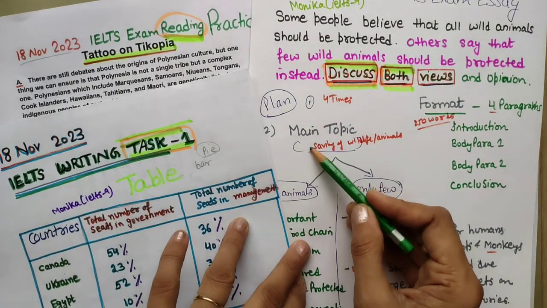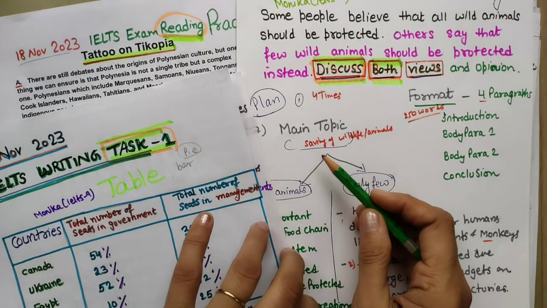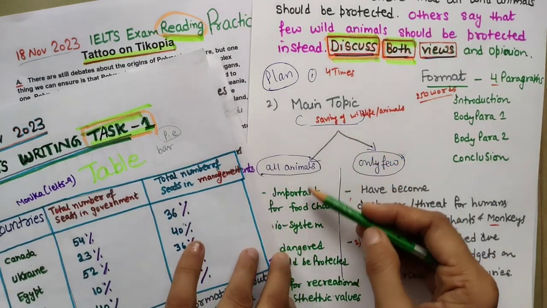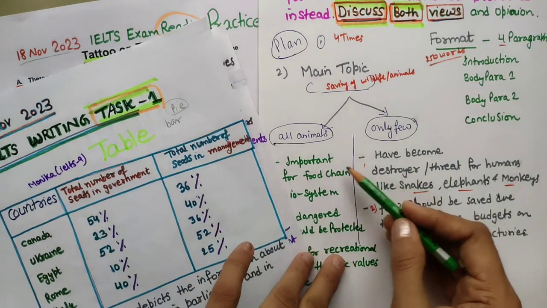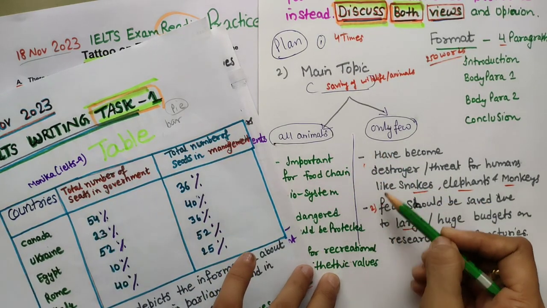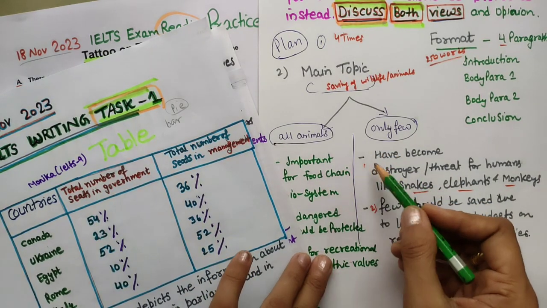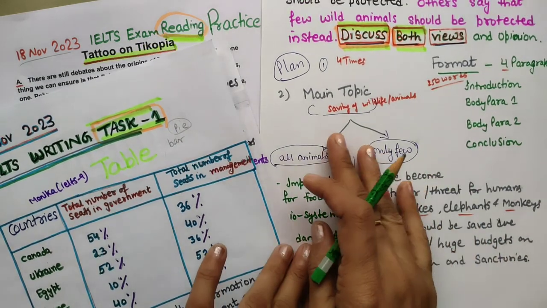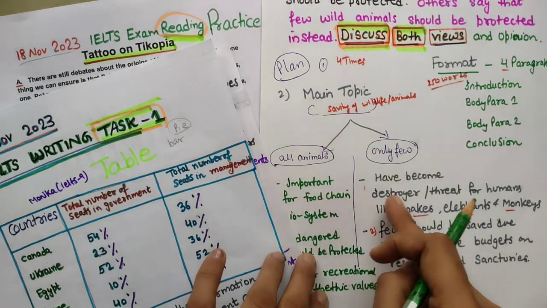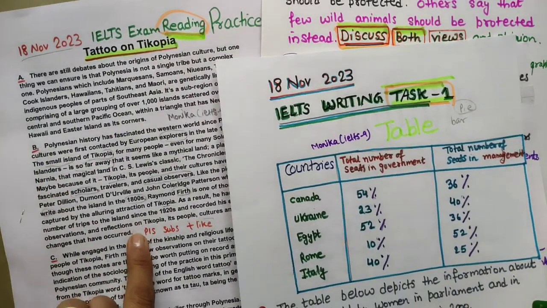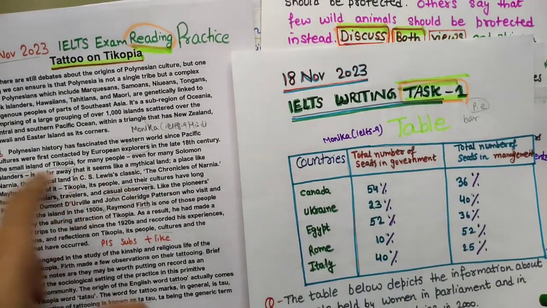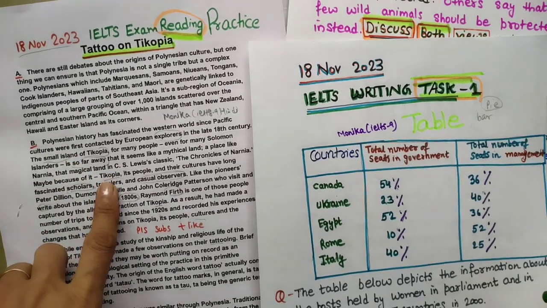fully explained main topics, subtopics and how to plan the full essay with points, and also the format of this essay, and the body 1 paragraph, body 2 paragraph points I have planned. And of course I have shown how to write the introduction, conclusion, body paragraphs, full essay explanation is there. And for the same exam, I have solved this reading in my previous video.